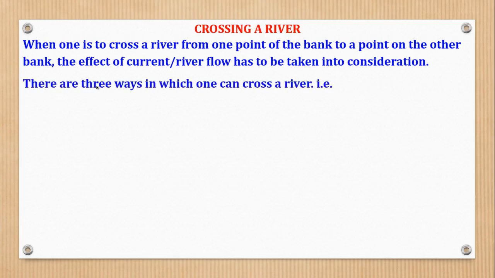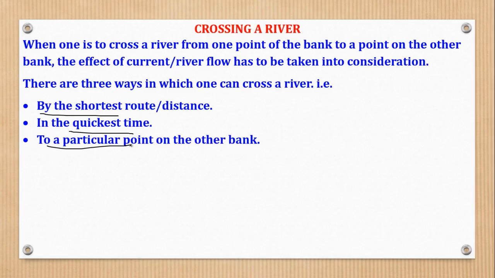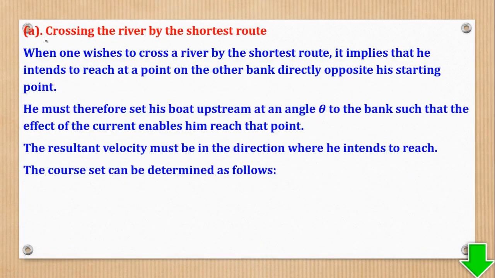And there are 3 ways in which one can cross the river. 1 is crossing the river by the shortest route. Then 2, crossing the river in the quickest time. And 3, crossing the river to a particular point on the other bank. So we shall look at all those 3 cases. Let's start with crossing a river by the shortest route.